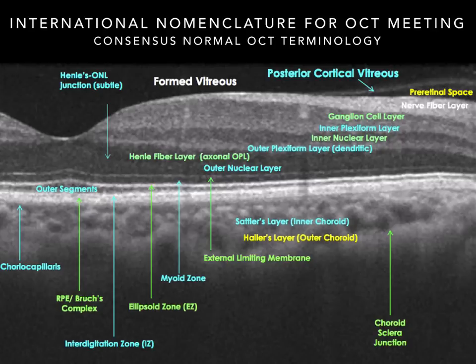Because, again, we're looking at above the ELM, you've got the outer nuclear layer. The ELM corresponds to where those Mueller cells come in and attach at the junction of the nucleus, the outer nuclear layer, and the inner segment.